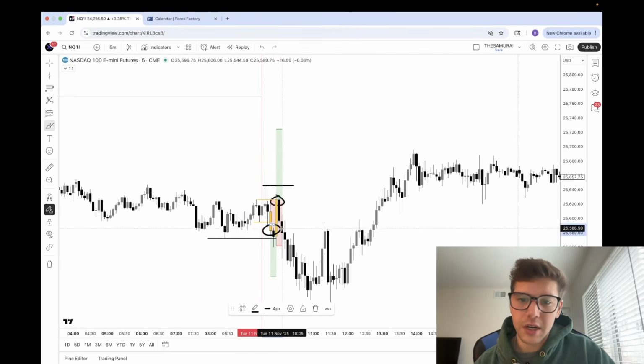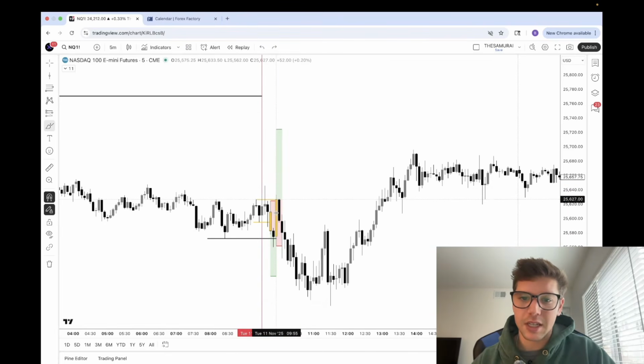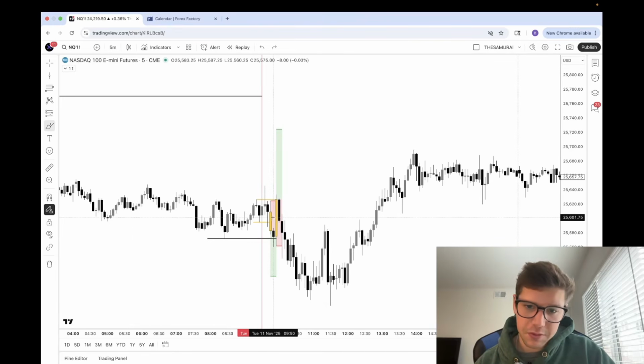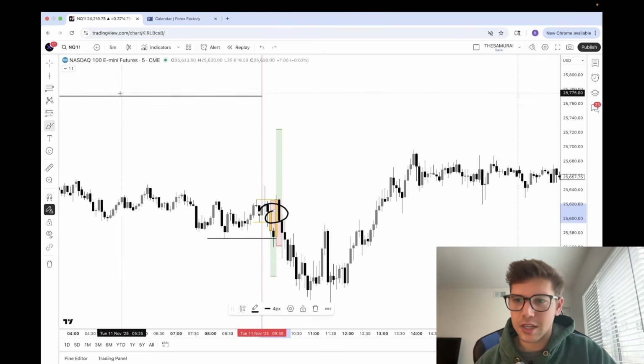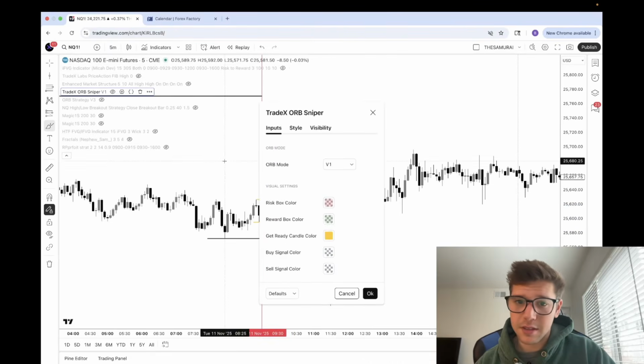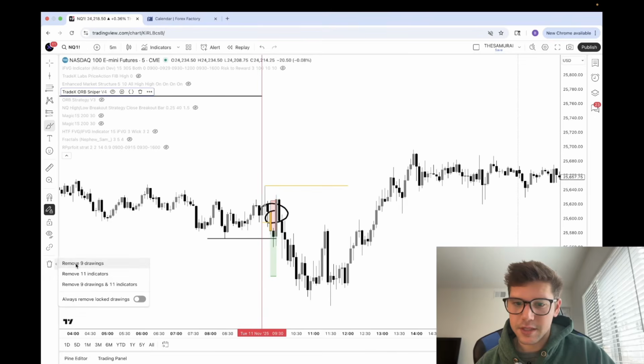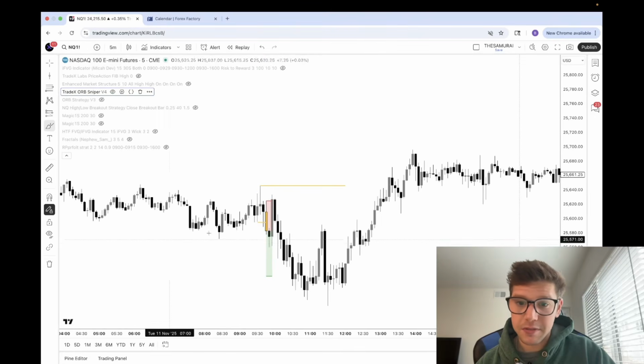Now, the short here does have some probability considering that we did manipulate the high of the range. But again, the biggest thing to understand with V1 here is the fact that we were trading too far late within the session. With that being said, let's turn on V4, as this is a perfect example to trade V4.